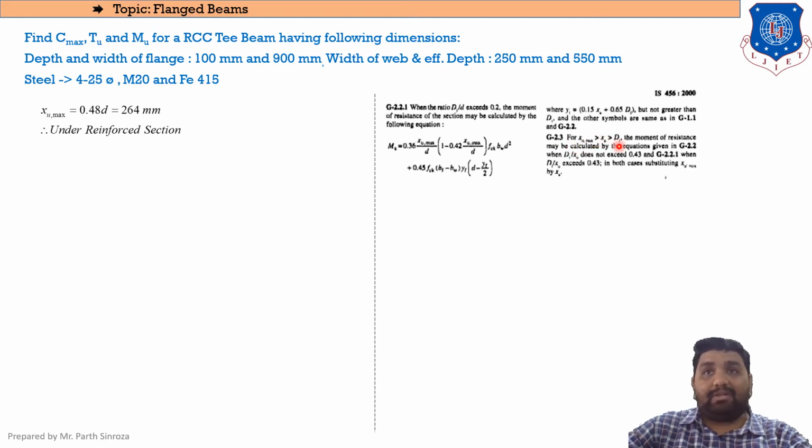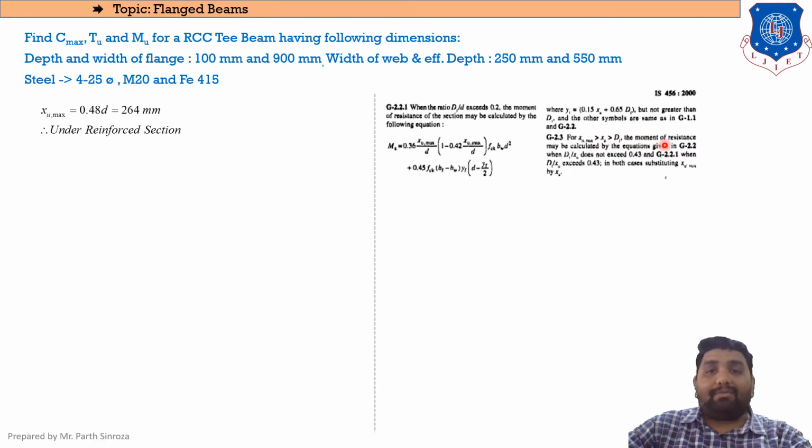XU max greater than XU greater than DF. So this condition is satisfied. XU max comes out to be 264, XU was 122 and DF is 100. So whenever this condition is satisfied, then we can use our G2.3. So this condition is now satisfied.